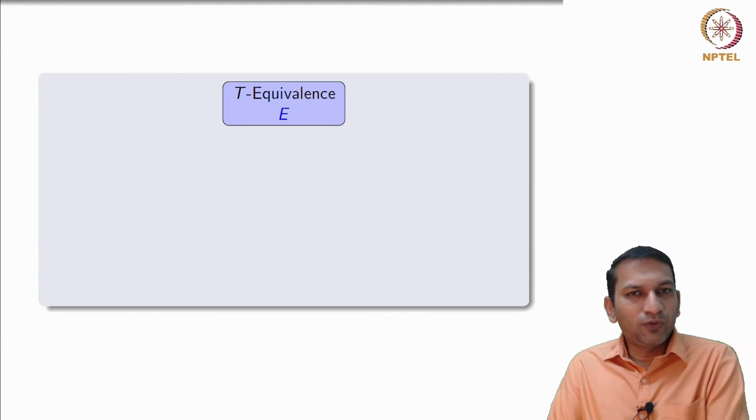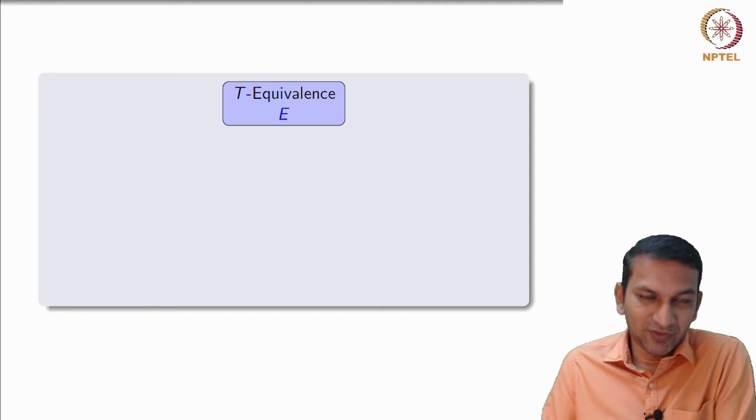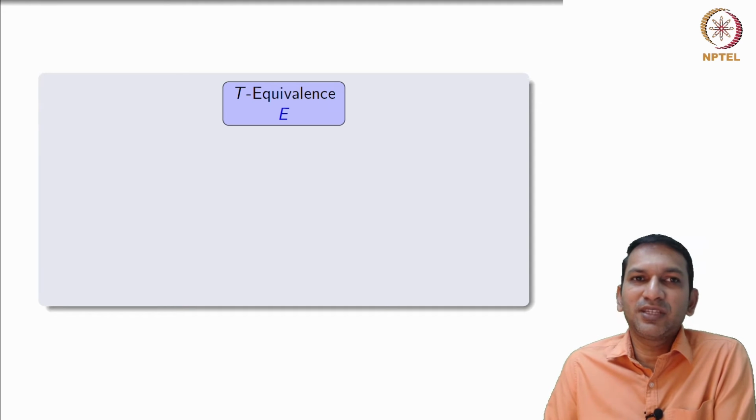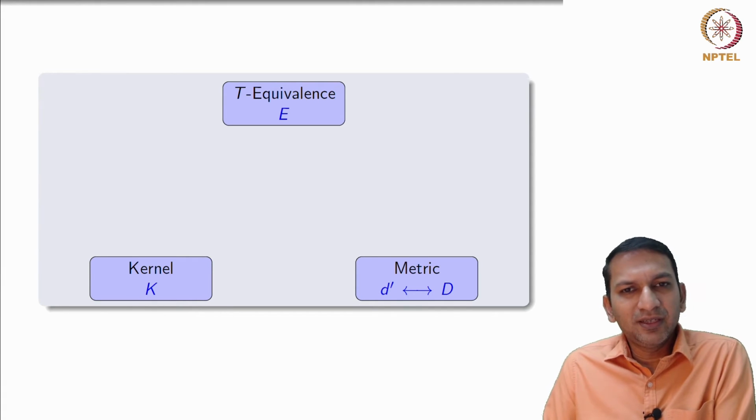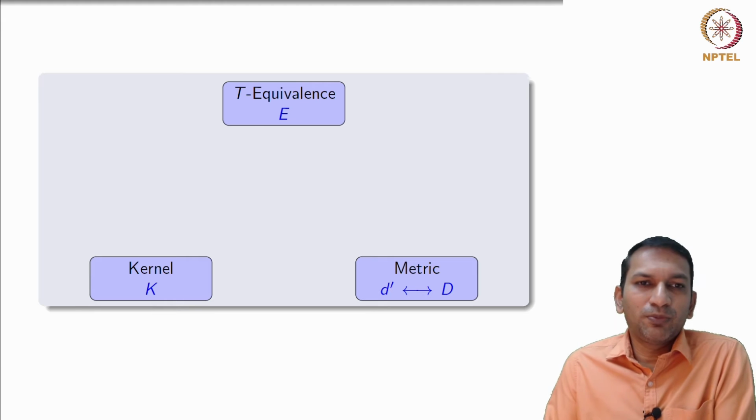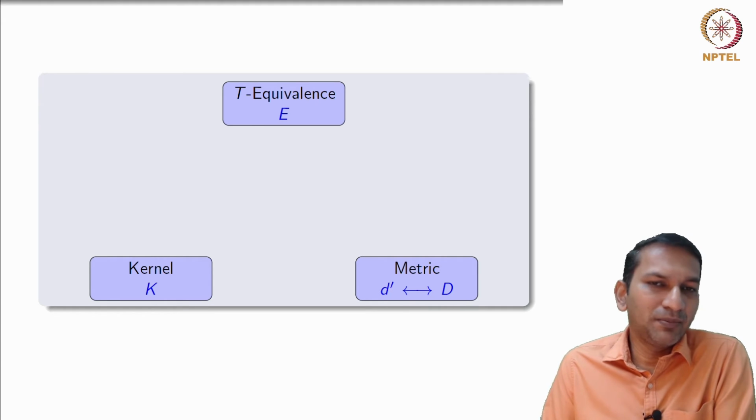Now, moving forward, what is it that we are interested in? We have a T-equivalence relation, which is essentially a fuzzy similarity relation satisfying T-transitivity. We have the kernel, and the metric, from which we can also obtain a similarity kind of function, a fuzzy compatibility relation.